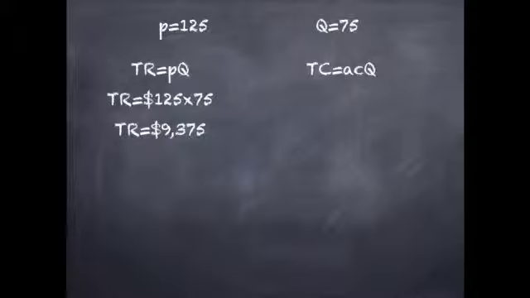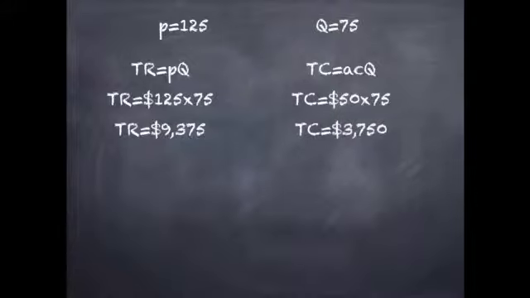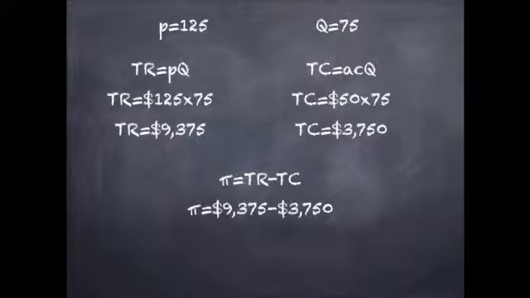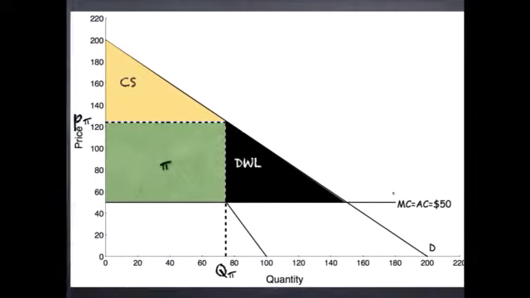$9,375. Total cost is going to be equal to average cost multiplied by Q. So average cost was equal to 50, output was equal to 75. We multiply those together, we get total cost of $3,750. We know that profit is equal to total revenue minus total cost. So we just take total revenue and subtract total cost from it, and we get a profit of $5,625, which is also going to be the producer surplus in this particular example.